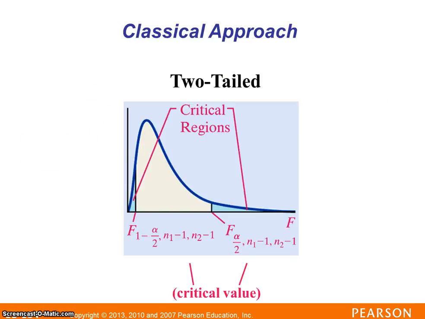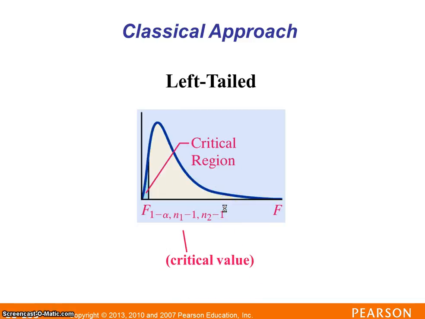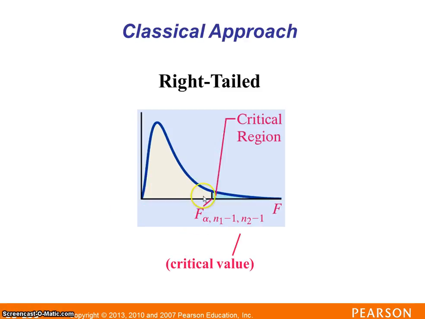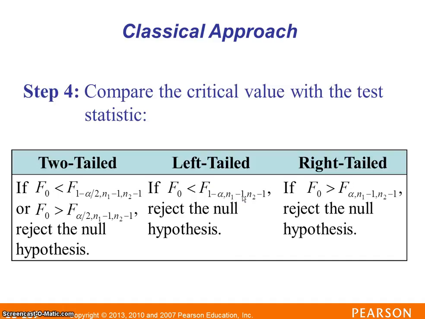For the two-tailed test, remember this isn't symmetric, so you can't just double the areas here. For the left-tailed test, you may have to use the formula that we talked about earlier. For the right-tailed test, you should be able to just look that value up in the table.